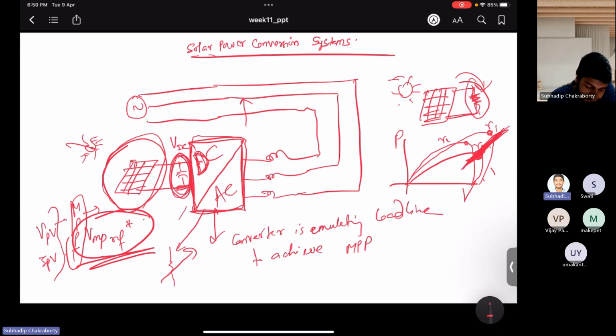So who will maintain the DC link voltage? Can anyone tell me, in this configuration where we have no batteries, only the solar and the grid? Who will maintain this DC link voltage? To maintain a voltage across a capacitor, you need some power source. Who will give the power? Anyone can tell me?